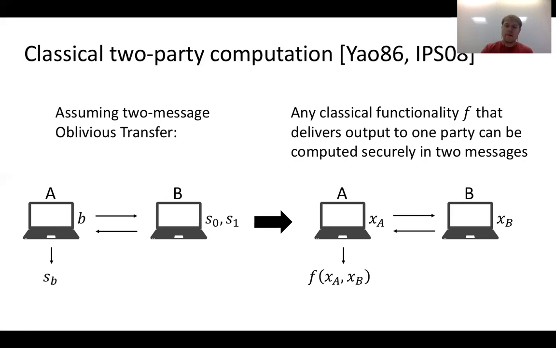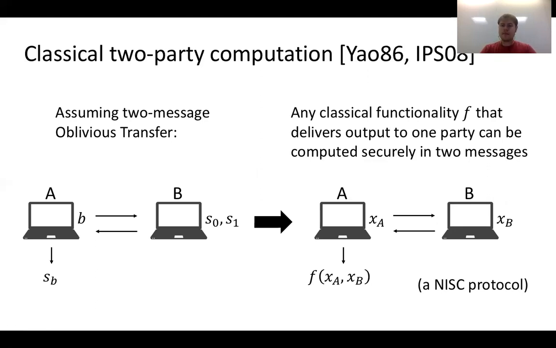So basically OT, the simple functionality, implies the ability to do secure computation of arbitrary functionalities, and even in a round preserving way. Okay, and so sometimes this protocol is called NISC, a non-interactive secure computation protocol. And the malicious version, NISC with malicious security, was formalized by this work in IPS. Okay.